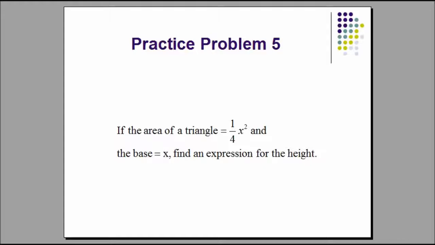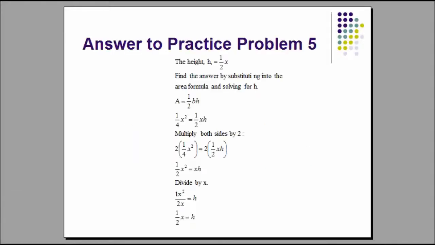Practice problem 5. If the area of a triangle is 1/4 x squared and the base is x, find an expression for the height. The answer to practice problem 5 is h equals 1/2 x. Find the answer by substituting into the area formula and solving for h. A equals 1/2 base times height. We replace A with the area of the triangle, which is 1/4 x squared, and we replace B with x. This gives us 1/4 x squared equals 1/2 xh.